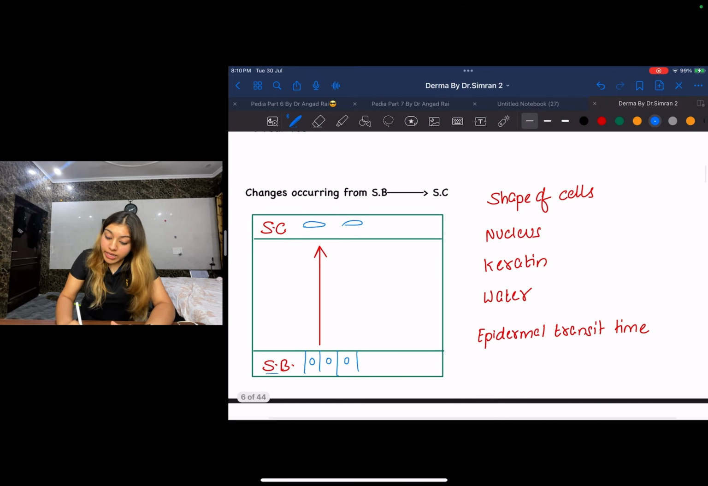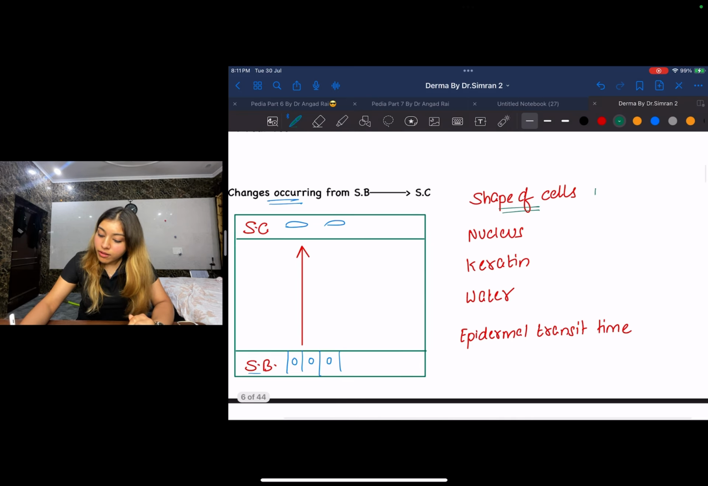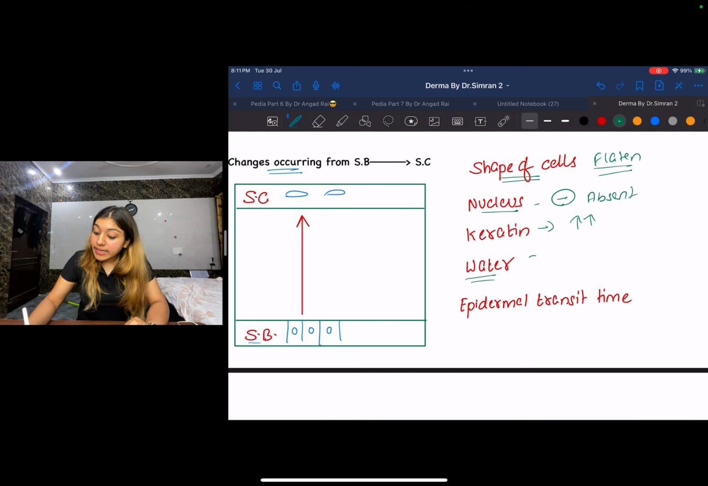What are the changes that occur when we go from stratum basale to stratum corneum? The very first change is the shape of cells. They will flatten. Very good. Is the nucleus present or absent in your stratum corneum? Very good, it is absent. Keratin, what has happened to the keratin? It increases, right? We know that the first layer has a lot of keratin. Next, water: as you go from your stratum basale to your stratum corneum, there will be dehydration.